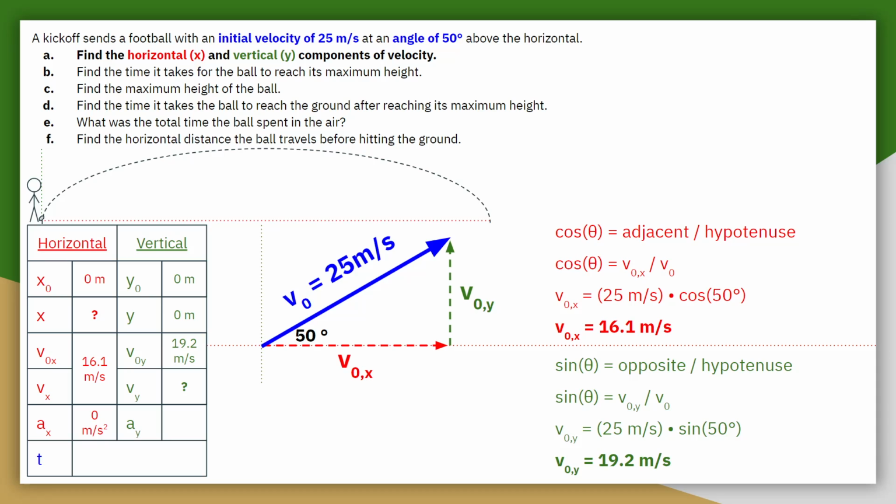We don't know what the final vertical velocity would be, but we do know that while it's behaving like a projectile, the acceleration should be negative 9.8 meters per second squared. And then the thing that connects the horizontal to the vertical variables would be our time.